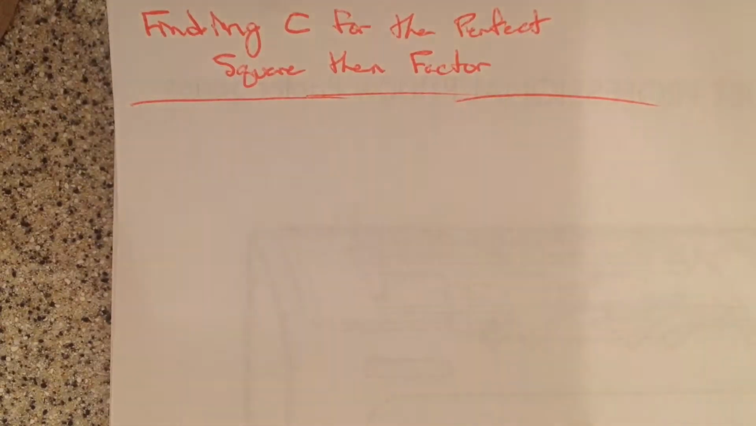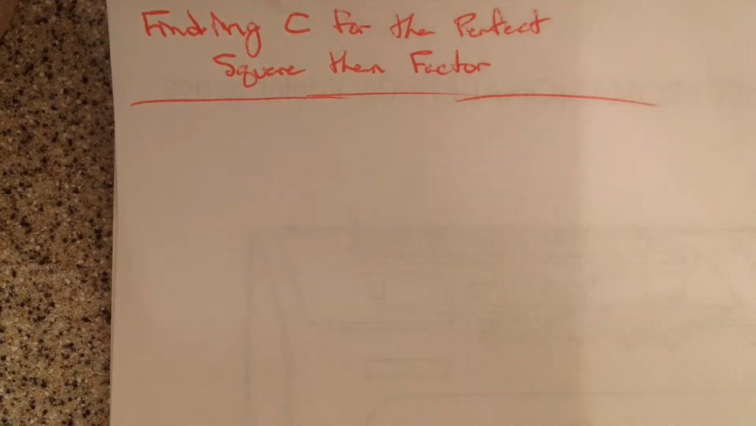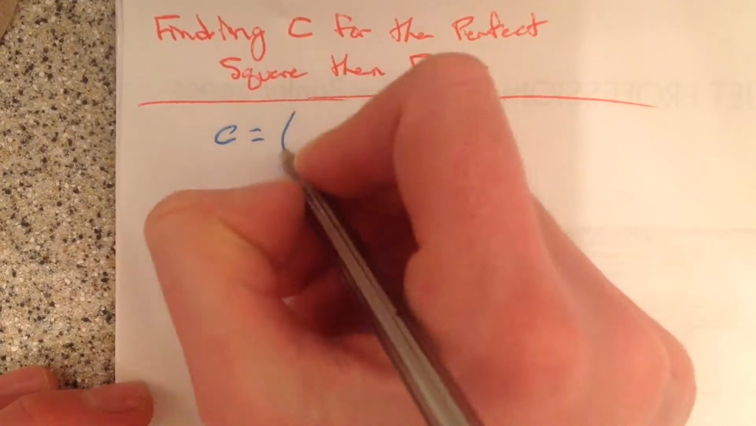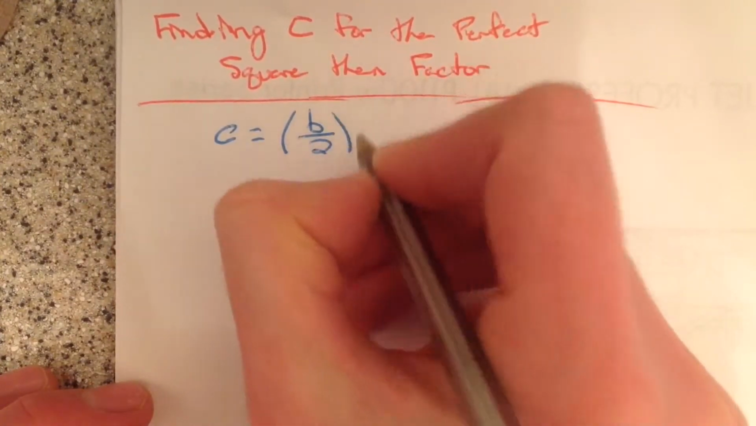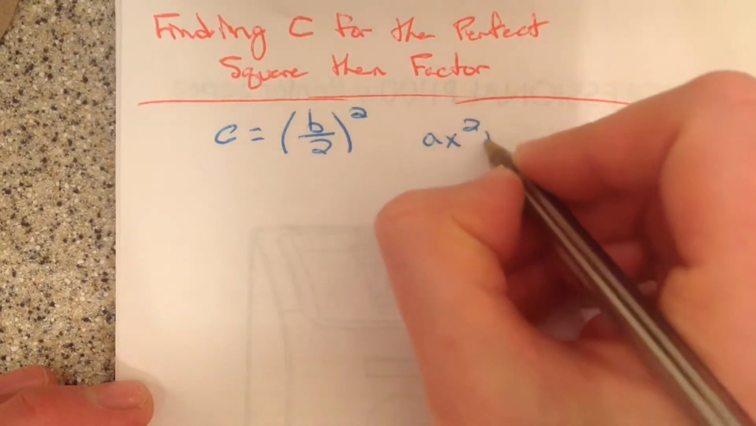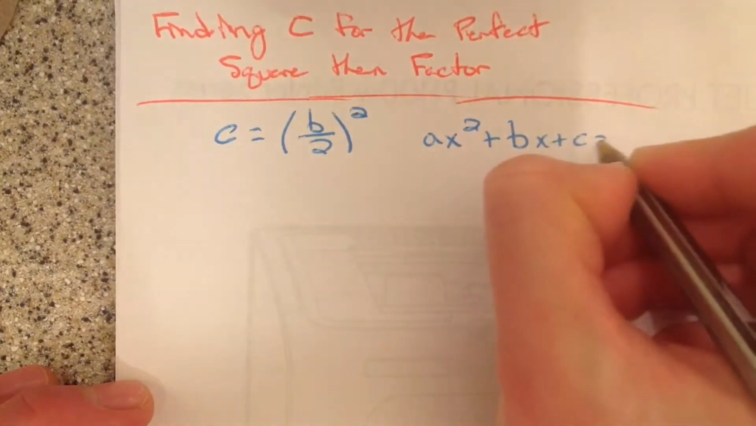So finding c for the perfect square, then factoring. This is kind of a lead up to completing the square, which helps us get quadratics into what is called vertex form. And c is a number we build, and it's specifically built by taking our b term, dividing by 2, and squaring it, remembering that a, b, and c come from the general form of a quadratic.